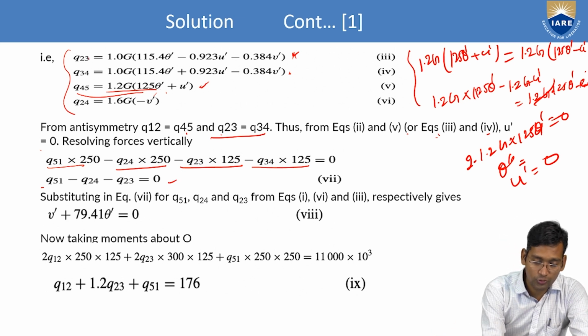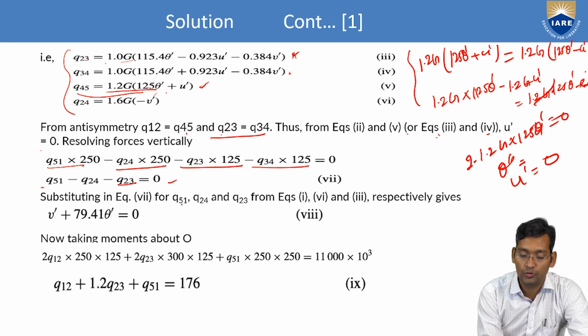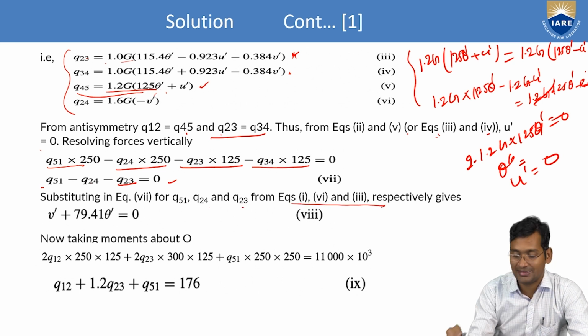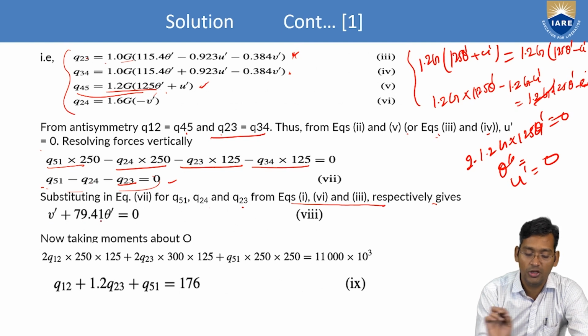So Q23, that we know. Q24 is given previously, and Q51 is substituted in equation 7. Q24 and Q23 come from equations 1, 6 and 3 respectively. So after finding these values, substitute there. What we will get is v dash equals 79.41 theta dash, theta dash equals 0.